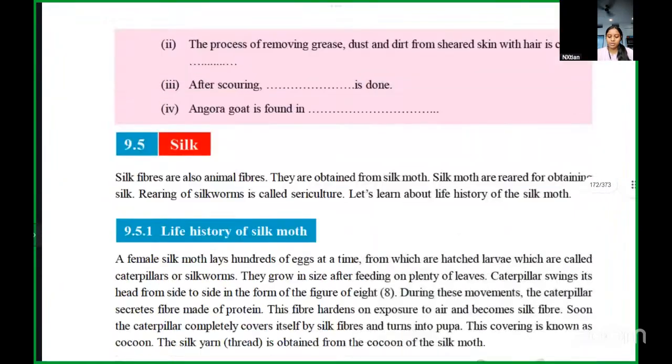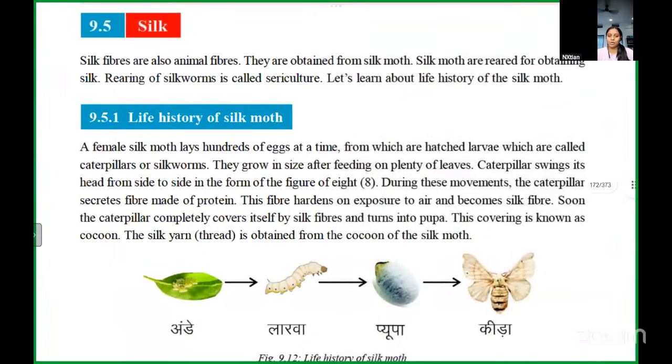Okay. And today we will talk about another type of fiber obtained from animals. This is also a natural fiber called silk. Now, silk fibers are also animal fibers and they are obtained from silk moths. Silk moths are reared for obtaining silk. The rearing of silk moths is called sericulture. Have you heard the term sericulture? The term for that is known as sericulture.